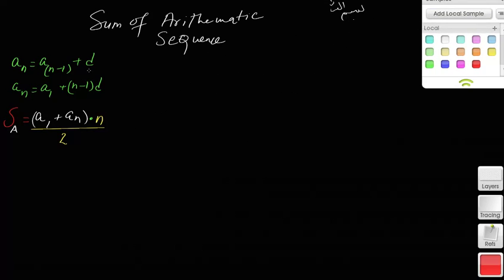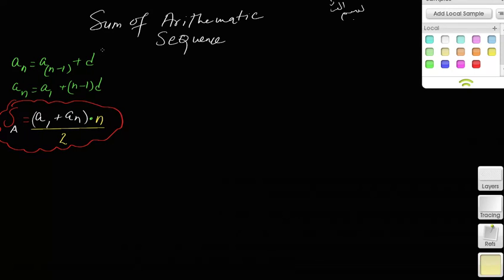Bismillahirrahmanirrahim. Previously, we talked about sum of arithmetic sequences. So if you were asked to find the sum of n number of terms, we learned this formula where you take a sub 1 and a sub n, add them together, and divide by 2 times n. So that's the sum of n number of terms from an arithmetic sequence.